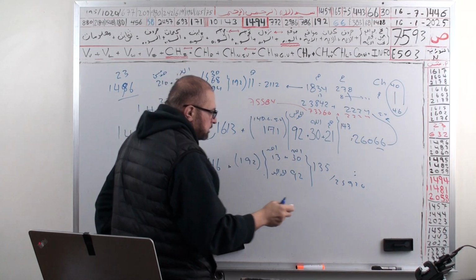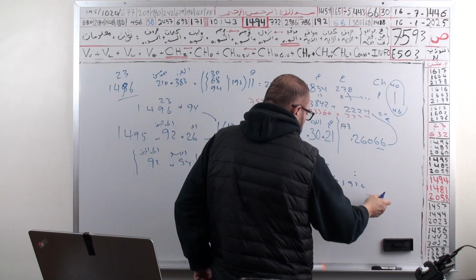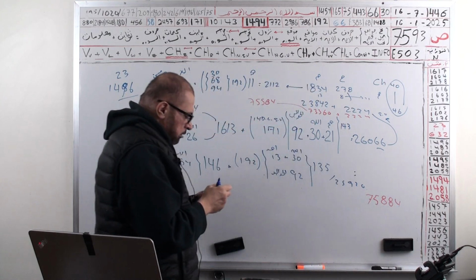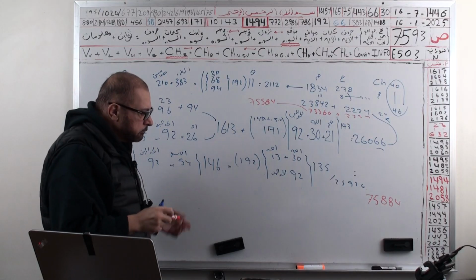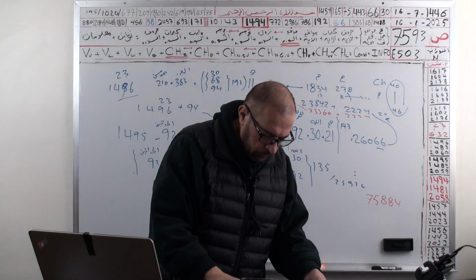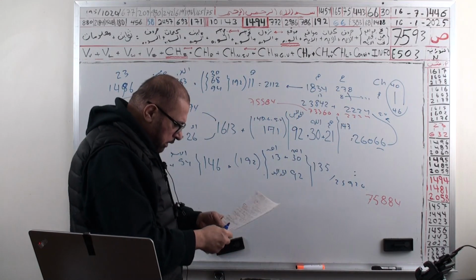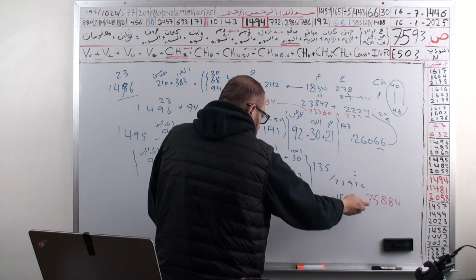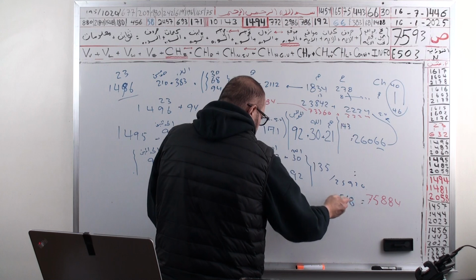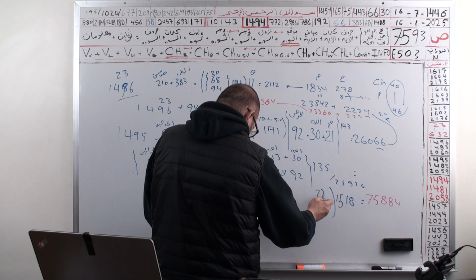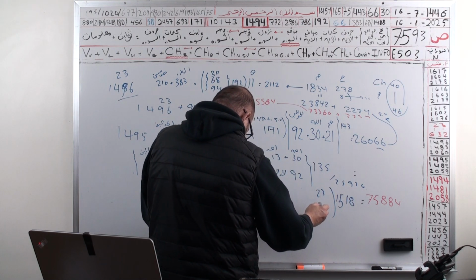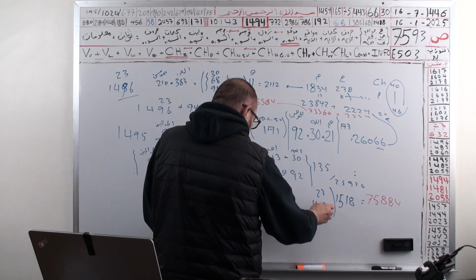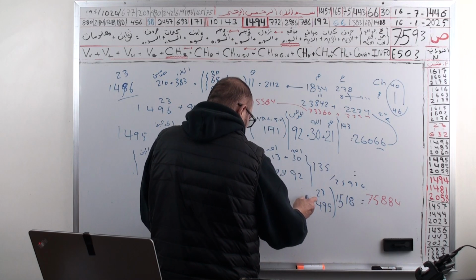75584. If you decode 1518, we know this number because 23 completes the Sirat, and 1495 is the end of the Sirat.